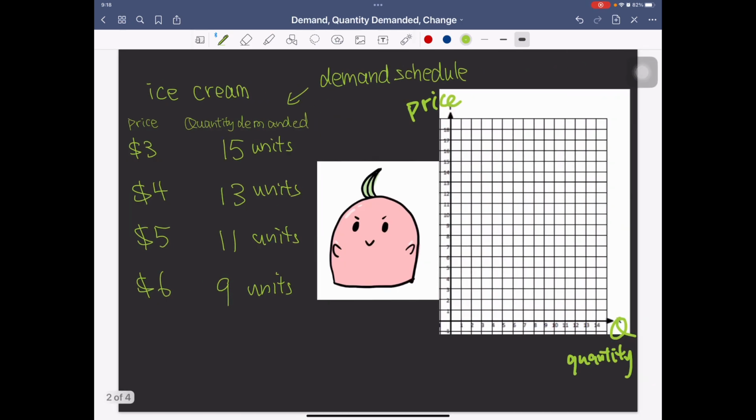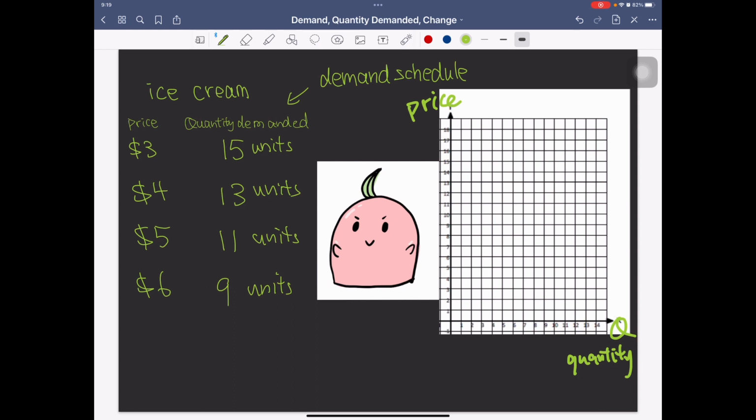So let's take a look here. I have a demand schedule for ice cream. At different prices, the consumers are willing and able to buy different quantities. We call this quantity the quantity demanded.